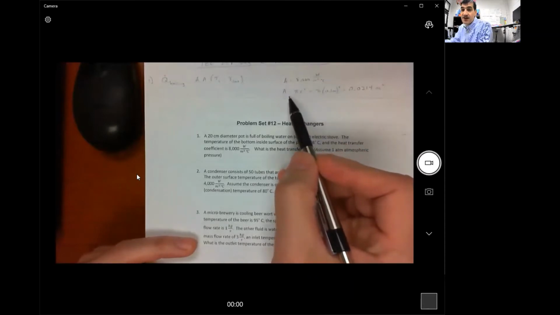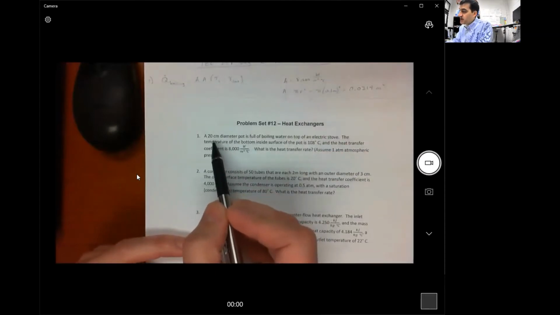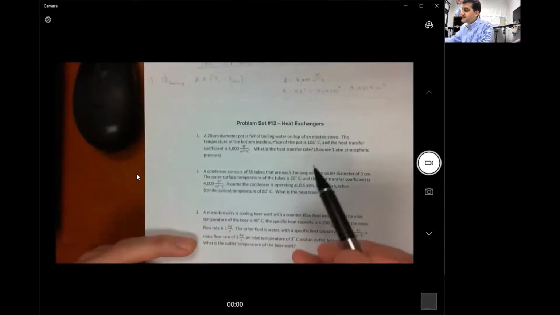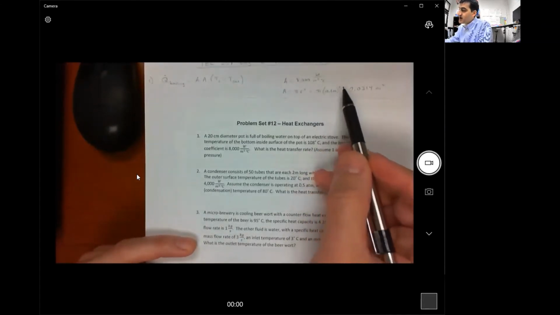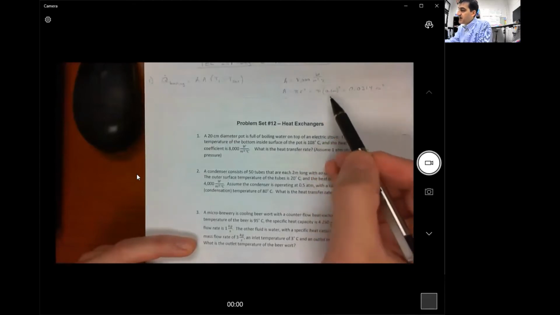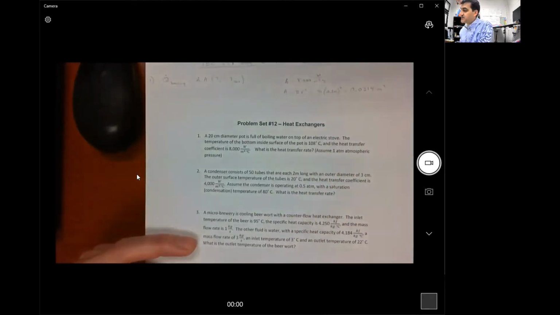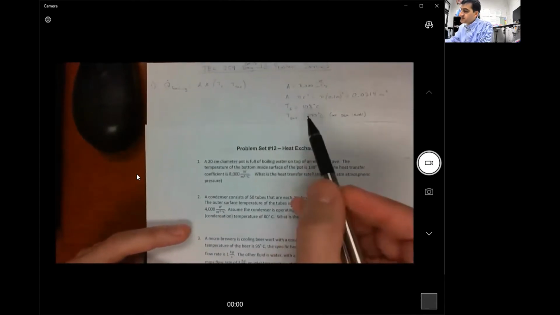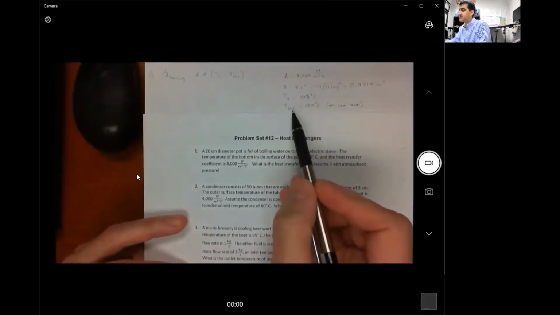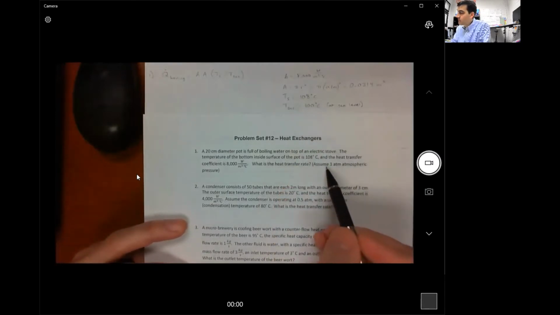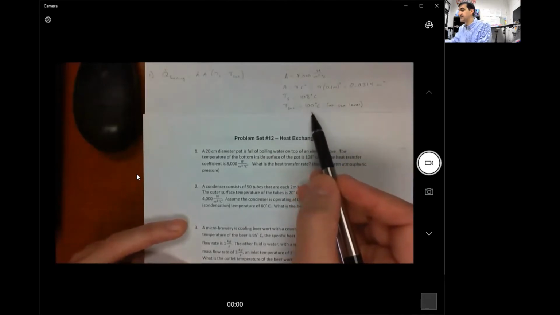We can calculate our area because we know the diameter is 20 centimeters, so the radius is 0.1 meters, which is 10 centimeters. So plug that into pi r squared. Square this and then take it times pi, and you get an area of 0.0314 meters squared. And we're told that our surface temperature is 108 degrees Celsius. And we know that our saturation temperature, because it says that we're at 1 atmosphere, is just the standard 100 degrees Celsius.